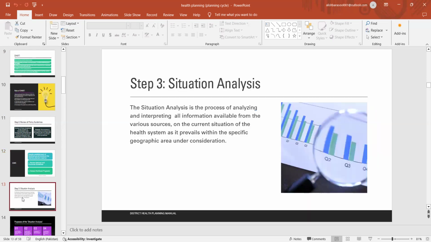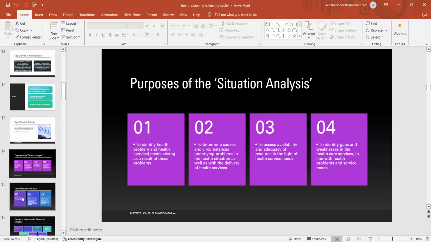Step 3, situation analysis. The process of analyzing and interpreting all information available from the various sources on the current situation of the health system as it prevails within the specific geographic area under consideration. Purposes of the situation analysis: to identify the health problem and health services need arising as a result of these problems, determine causes and circumstances underlying problems in the health situation as well as within the delivery of health services, to assess the availability and adequacy of resources in the light of health services need, to identify the gaps and weaknesses in the healthcare services in line with the health problems and service needs.